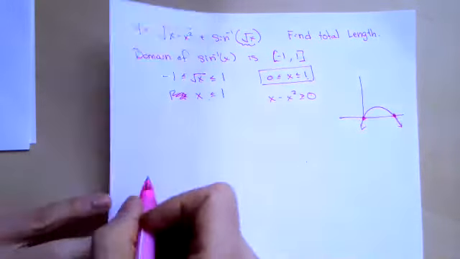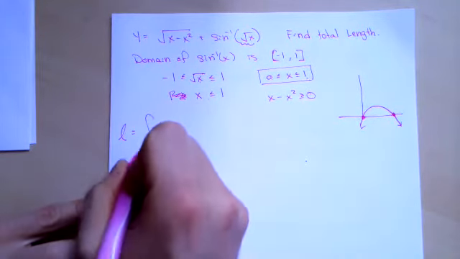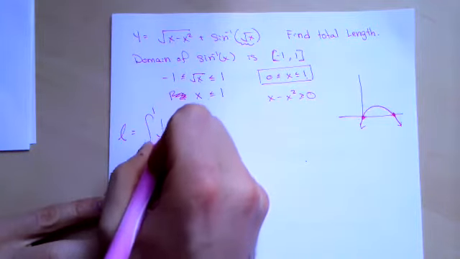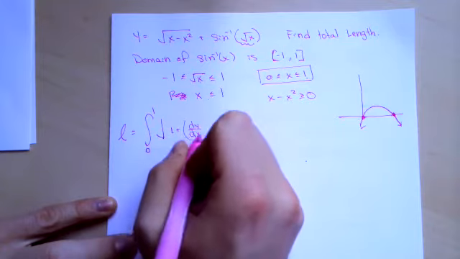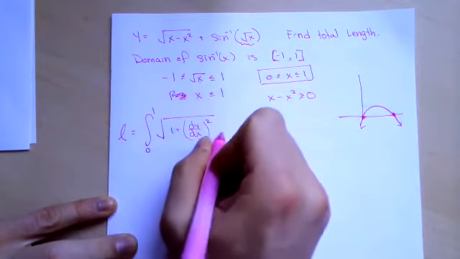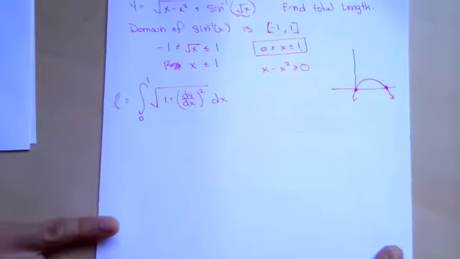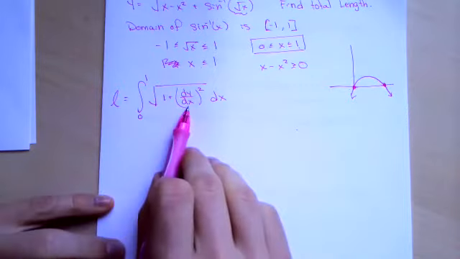So that's our domain. And remember that our arc length formula is just the square root of 1 plus (dy/dx) squared. And we had our bounds from the domain of the function. So the only other piece we need is dy/dx.